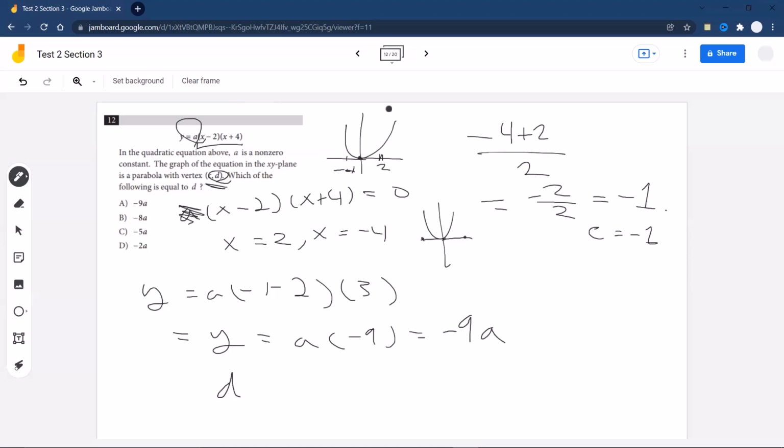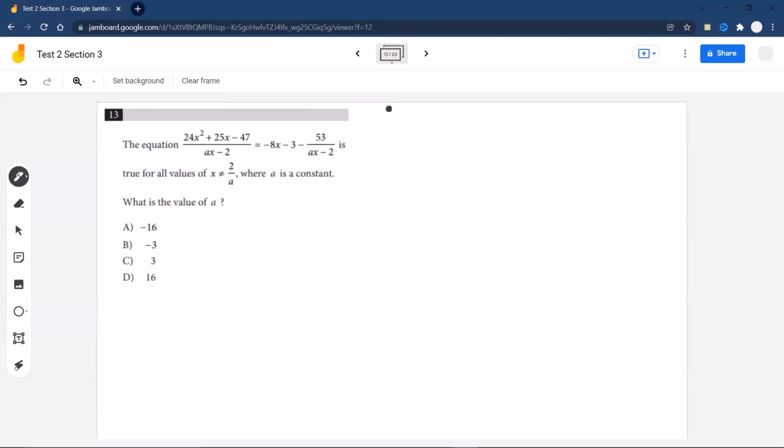So our D is equal to negative 9a, right? Simple enough. And the reason we can do that is, of course, we're just taking an average of the x-intercepts and plugging it back into the original equation to get the solution here. Great. All right, problem 13.